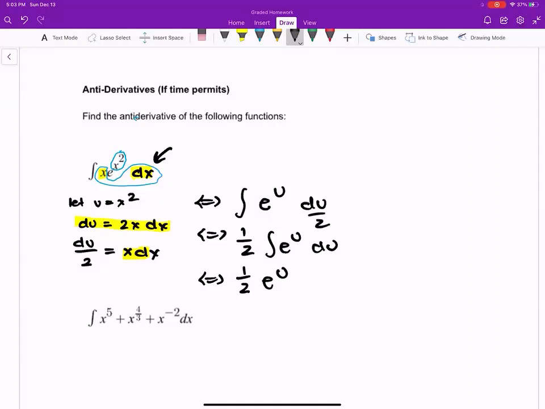Would this be my final answer? Don't you need plus C? Yeah. So you do not want to forget this. I've lost too many marks by forgetting this.